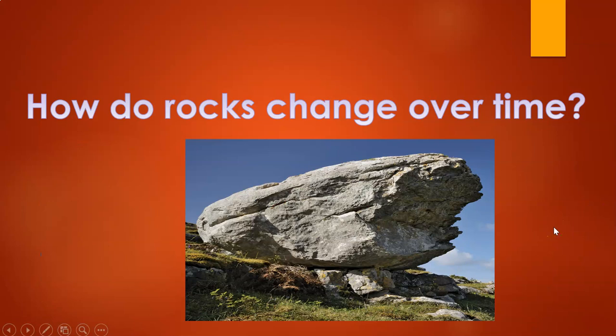How do rocks change over time? Take a look at the picture. What can you see? What have you observed about the formation of this rock? Well, if you have seen, this rock has cracks and maybe it is broken already. Why? Because of different factors that we are going to learn today.